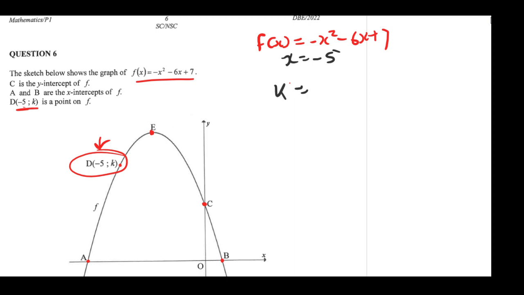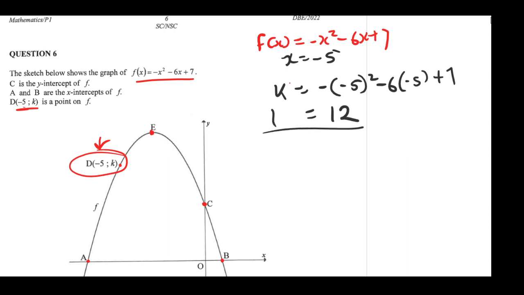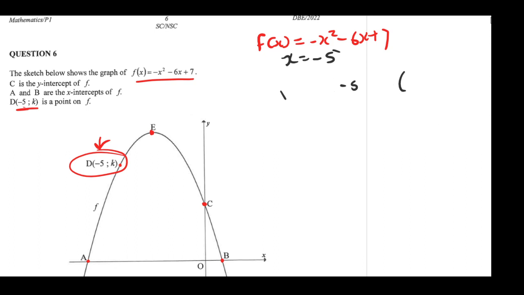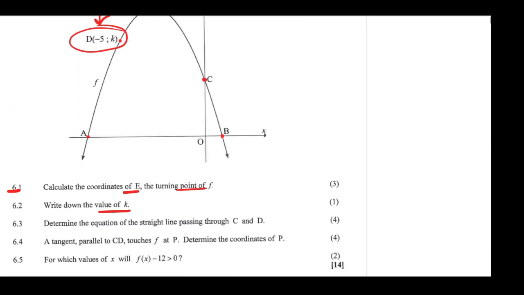So k is equal to minus of minus 5 all squared, minus 6 times minus 5, plus 7. So k is going to be 12. That is the value of k. So you can simply say the coordinate of D is minus 5 and 12. Now we're done with 6.2 of this problem. So now we're going to do 6.3. 6.3 reads as follows.